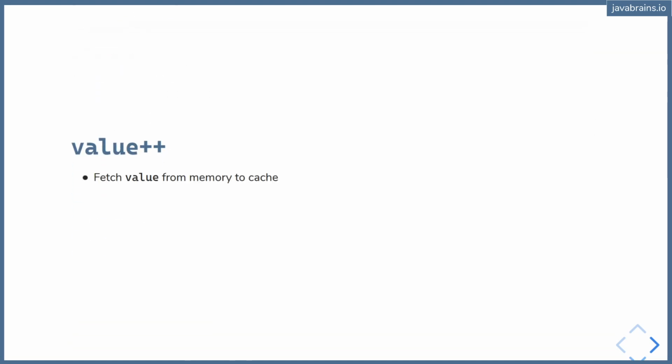First, it has to fetch the value from the memory to the processor cache. Okay, then it has to increment the value. The core working on this thing is going to increment the value, and then finally the incremented value has to be written back to memory. So now you should see where this is going.